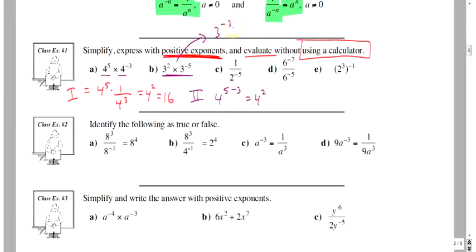Oh, but now we have to do something else, because I can't have a negative exponent. They all have to be positive. So how do I make this positive? 1 over 3 cubed. What is 3 cubed? 1/27. Okay?